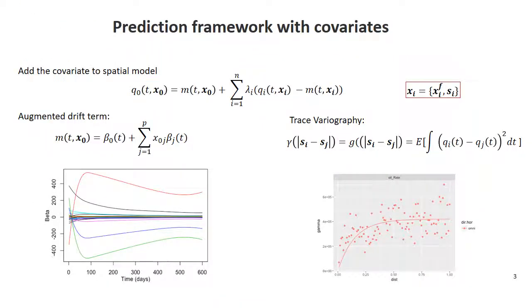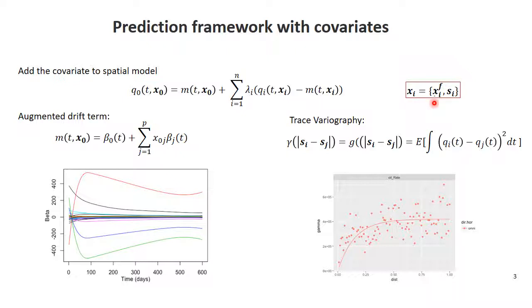Let's now look at the prediction framework with covariates. Basically, we still have the same model. We will be writing our production decline in several wells, in several kinds, such as gas and oil, as a mean function plus some residual function. However, now we'll add the covariates into the mix.